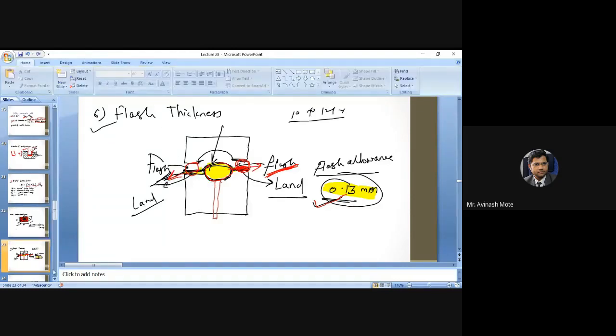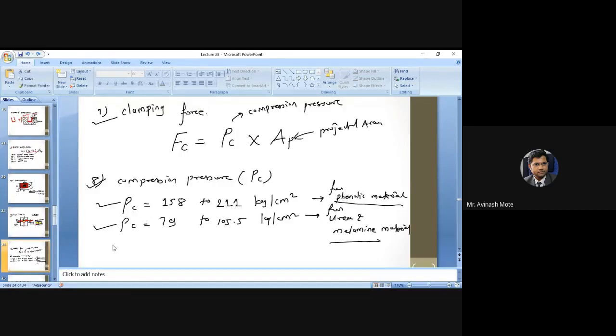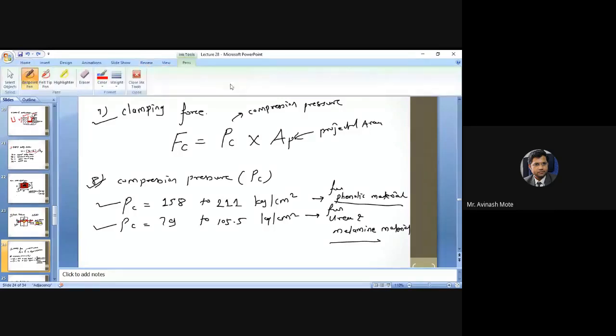Right. So then clamping force. As I told earlier also, this is the compression pressure which will be given in the problem. Projected area you can easily calculate by reducing the cavity area if it is a through cavity. Just multiply compression pressure with the projected area, and you will get the clamping force.